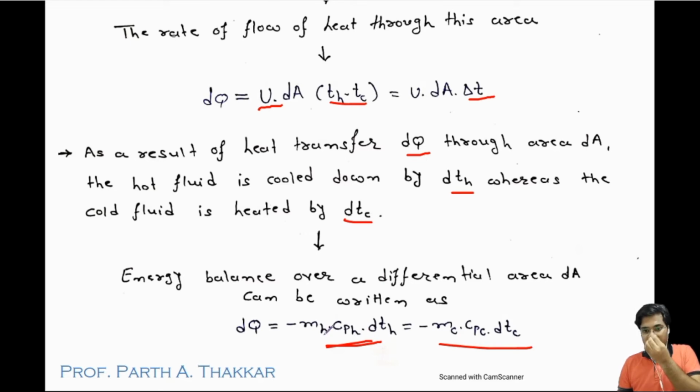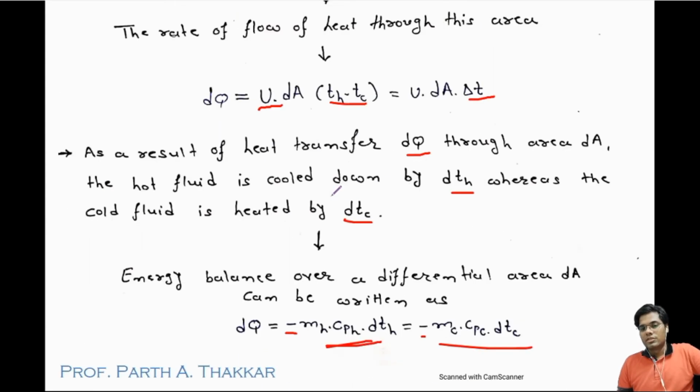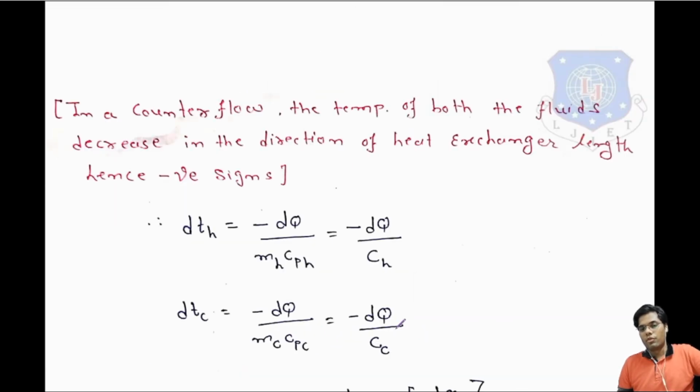So for hot fluid we can write mH CpH dTH, and for cold fluid mC CpC dTc, mass flow rate into specific heat into temperature difference. Here at both sides we have mentioned a minus sign because we know that the temperature of both hot fluid and cold fluid is decreasing as we are moving from this point to this point. So we have mentioned a minus sign in this equation for both fluids. Note that in a counterflow the temperature of both fluids decreases in the direction of heat exchanger length, hence there is a negative sign for both hot and cold fluid.